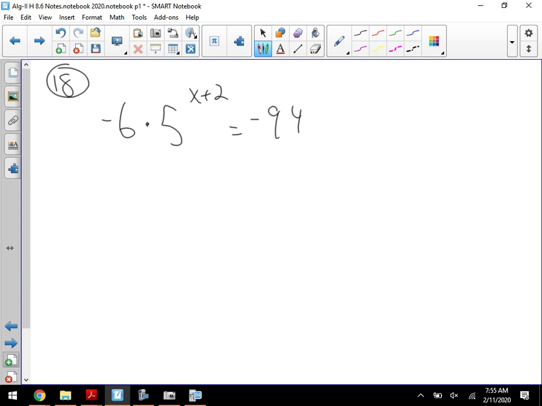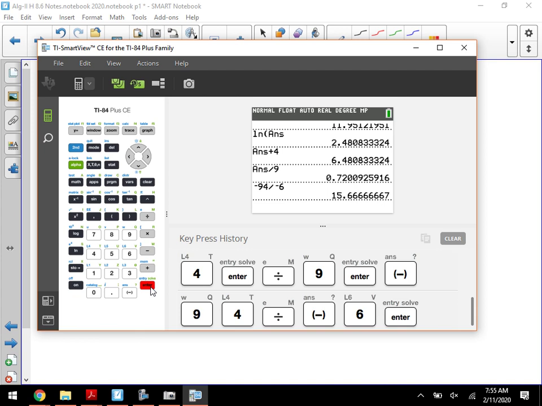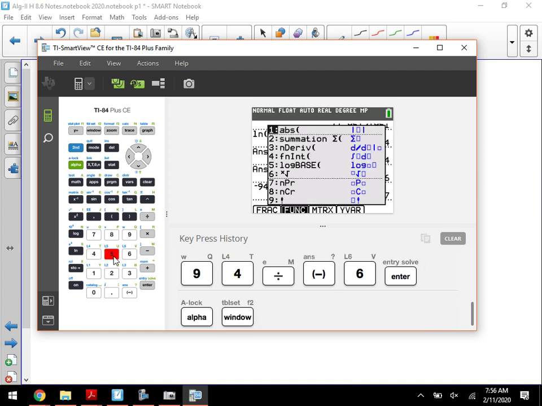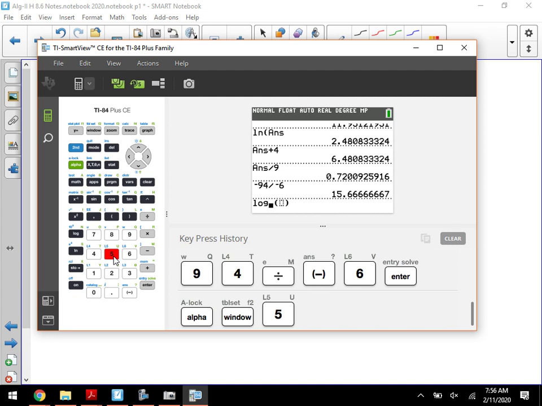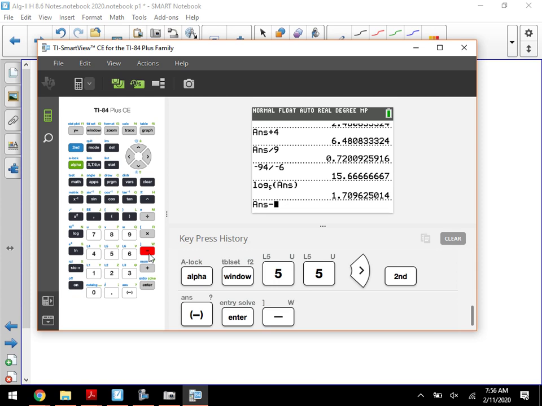Yeah, sorry about that. So let's see, do this correctly here. So you're negative 94 divided by negative 6, then hit enter. Then I log base 5 of that. So alpha window 5, of my answer. Do you guys know you can put answer in there? Okay. Then you hit enter. So now I just have to subtract 2 from that.